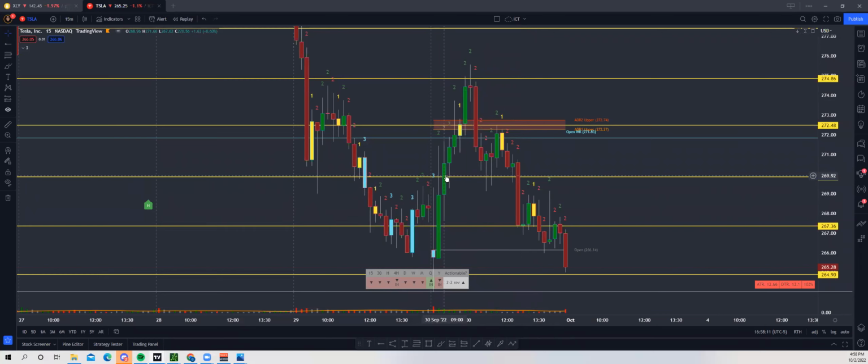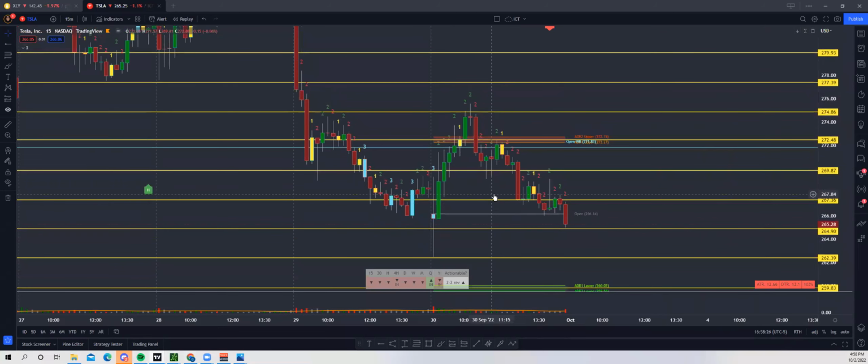Because let's say you did enter in here and you say, if it breaks below here, I'll get out. No, you want to see the close below. Because then boom, you can route it up to here. That's how you would do that. That's support. The yellow lines are like your support and resistance.